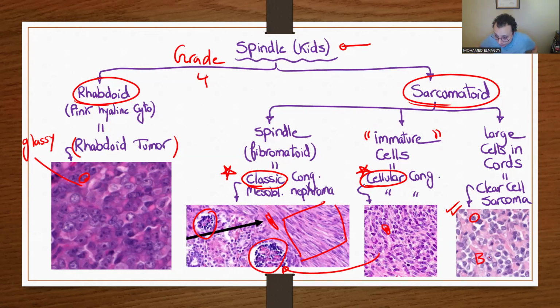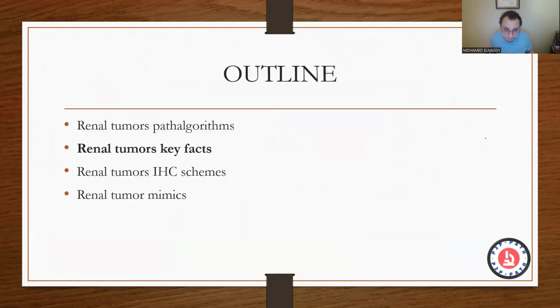However, there should be a molecular diagnosis to make sure that this is a clear cell sarcoma, which is BCOR mutation or BCOR translocation. I will tell you about this later. However, just forget about it for now. Let's focus on the important ones, which are the rhabdoid tumor and the mesoblastic nephroma, or the congenital mesoblastic nephroma, classic type and cellular type. These are the spindles. Spindles in the kids. So we covered spindles in the adults and the spindles in the kids. Okay?